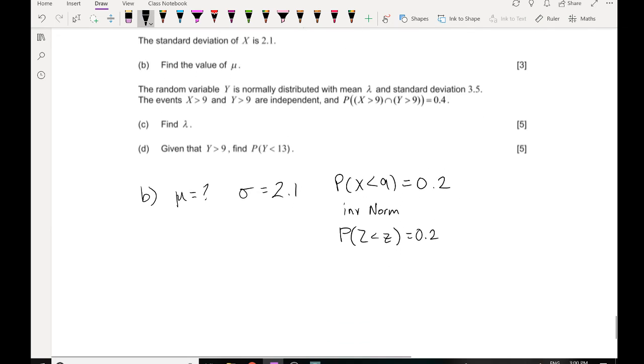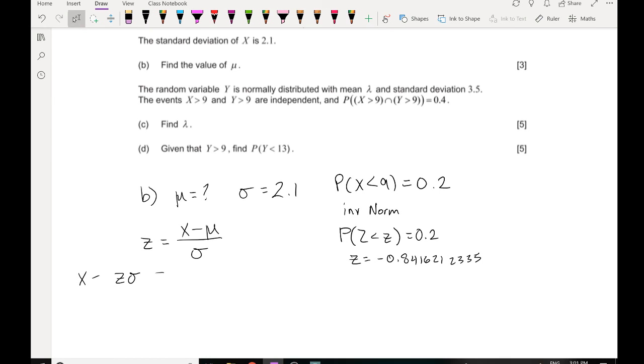And so the z-score that I get is negative 0.8416212335. Yeah, I didn't round it. I maybe could have, but it's okay. And so I know that the z-score is equal to x minus mu over sigma. So if I want to get mu, I basically will have to rearrange this a little bit. I'll do z times sigma, and I'll subtract that from x, and that's how I'll end up getting mu. So I just rearrange that equation real quick.